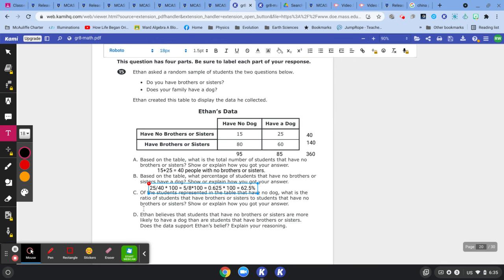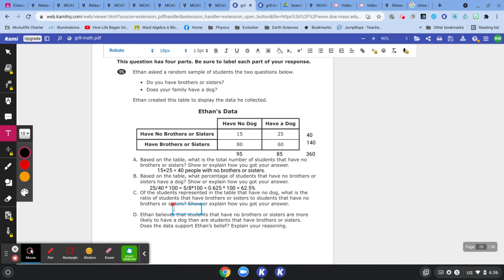Okay, of the students represented in the table that have no dog, so now we're going to be looking at the first column. These are all the students who have no dog, which is a total of 95. What is the ratio of students that have brothers and sisters to students that have no brothers and sisters? Okay, this is a part-to-part ratio. So the ratio is have brothers and sisters to students who have no brothers and sisters. So that's going to be, and they all have to be in the category of have no dog. So that's 80 who have brothers and sisters to 15 who don't.